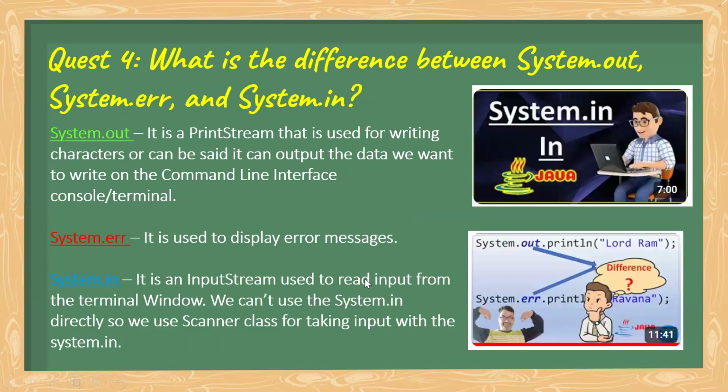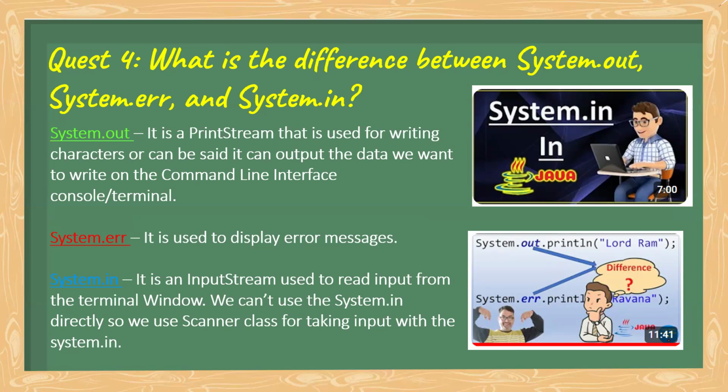Now the third question is: what is the difference between System.out, System.err, and System.in? System.out is something everybody is familiar with. It is frequently used. The purpose of this is to print some data on your terminal or console. It is a print stream used for writing characters, or you can say it can output the data we want to write on the command prompt. So whatever data we want to write on the command prompt or terminal, we can use System.out for that.